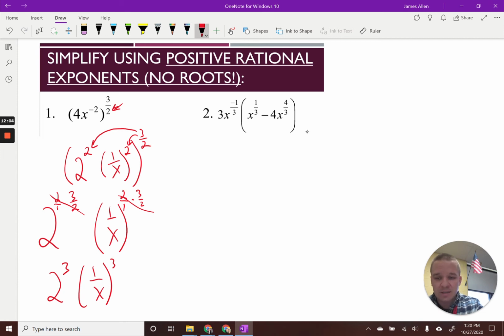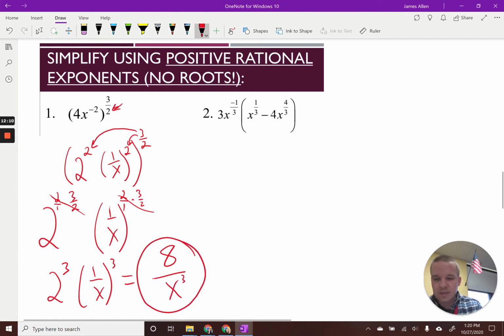2 to the third is 8. So I would have 8 divided by x cubed. All right, so if I distributed this cubed into the 1, that's just 1. 1 cubed is 1. But throw it to the x, and I got x cubed, and I have 8. So that would be my final answer there. That was awesome. That was fun.